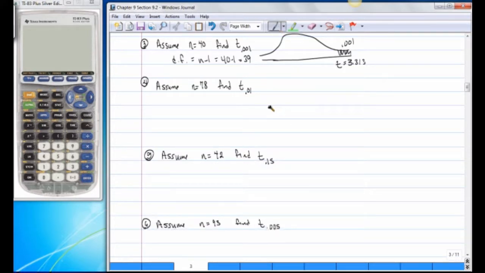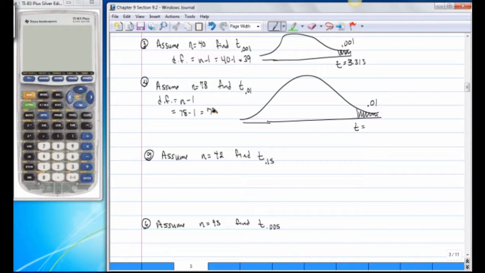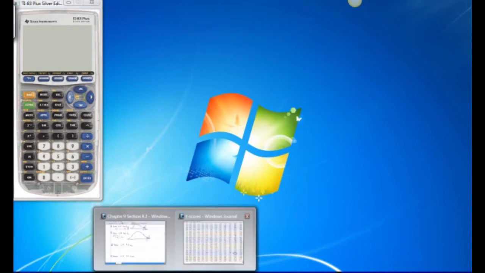Okay, so now I'm looking for the area in the right tail. This table always deals with the right tail. If you're interested in the left tail, you just have to change the sign of the t-score because of symmetry. So the area in the right tail has to be 0.01, and I've got n equals 78. The degrees of freedom is n minus 1. 78 minus 1 is 77. So 0.01 and 77.